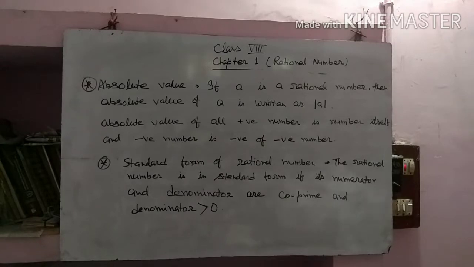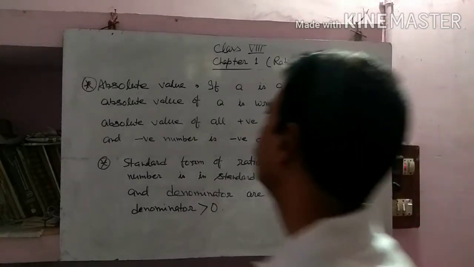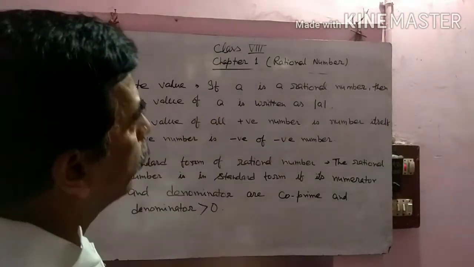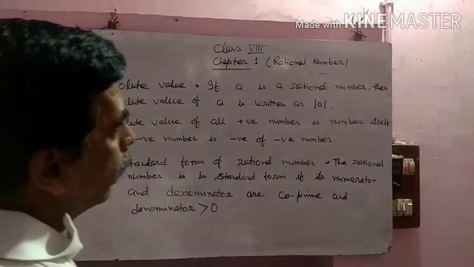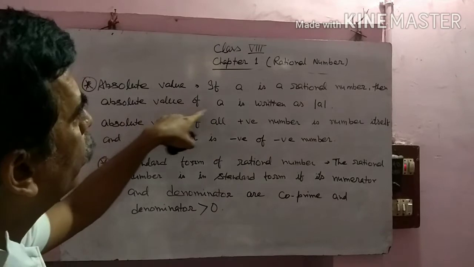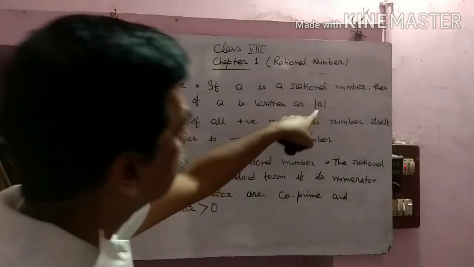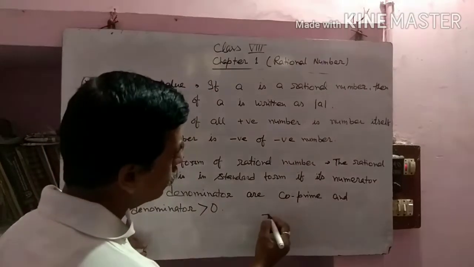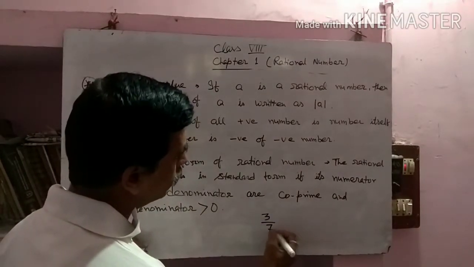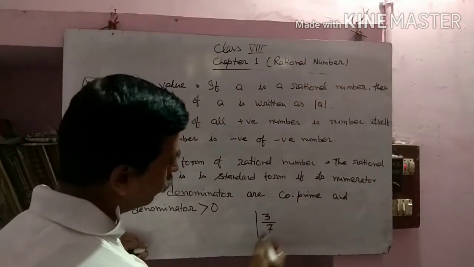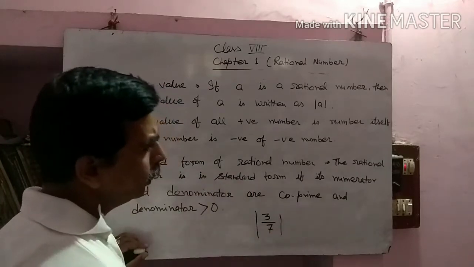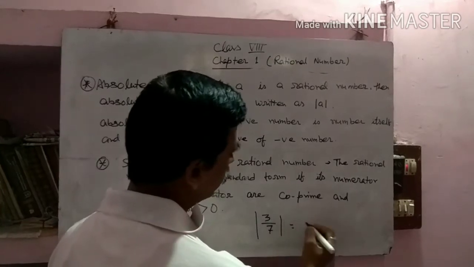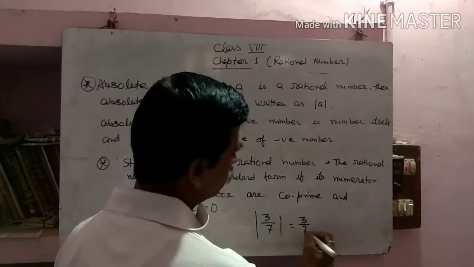Okay, now there is another term, which is absolute value. If A is a rational number, then the absolute value of A is written as mod A. Suppose the rational number is 3 by 7. So the absolute value of a rational number is written like this. Okay. So the absolute value of 3 by 7 is 3 by 7.